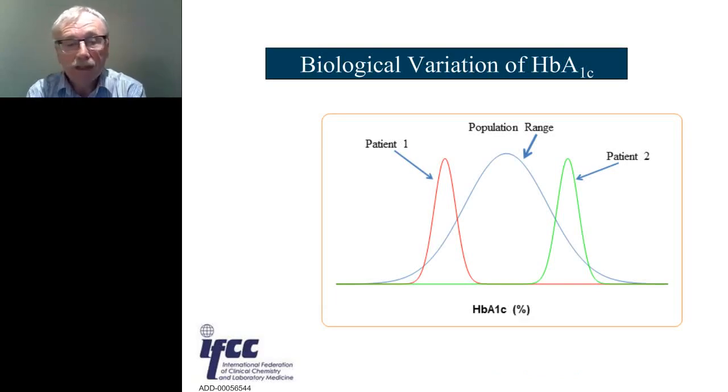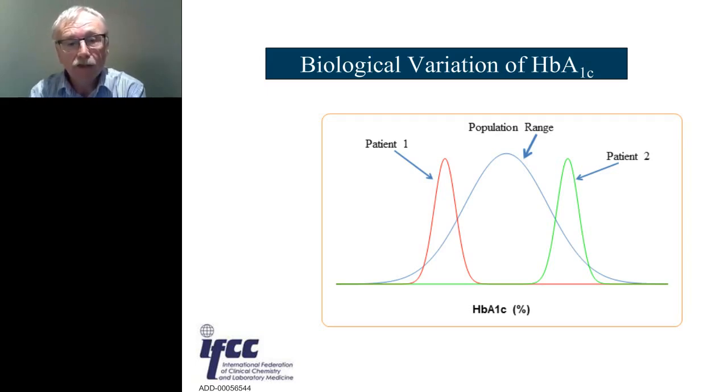So what does this mean in real life? Well, you can have two patients, both with identical glycemic control, identical mean glucose within their bodies, but who can produce hemoglobin A1c values that are at opposite ends of the population range for hemoglobin A1c. So patient one here has got identical glycemic control to patient two, but a very much different hemoglobin A1c.